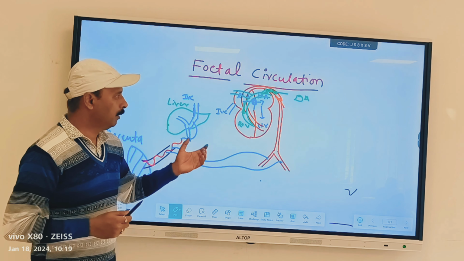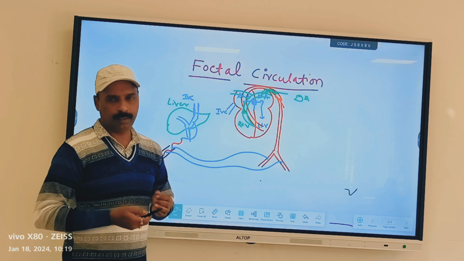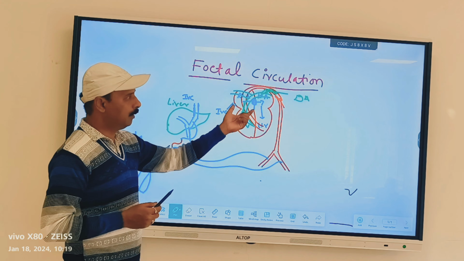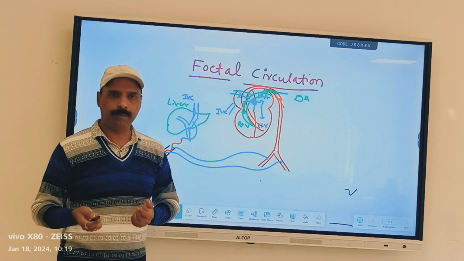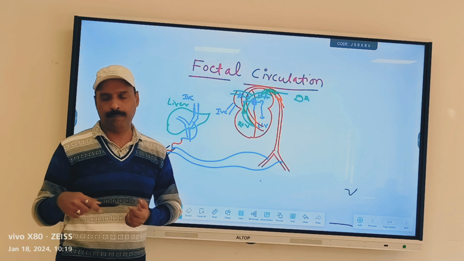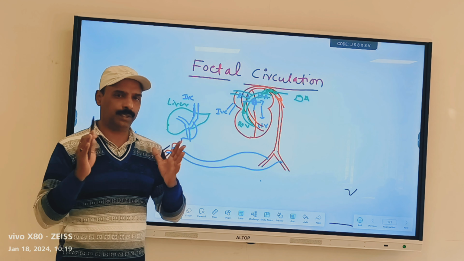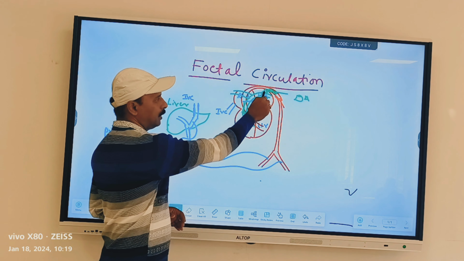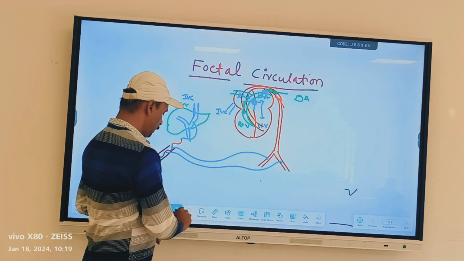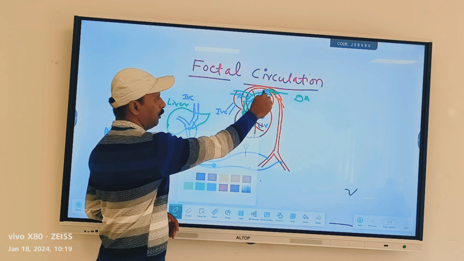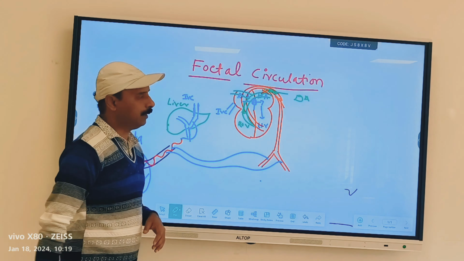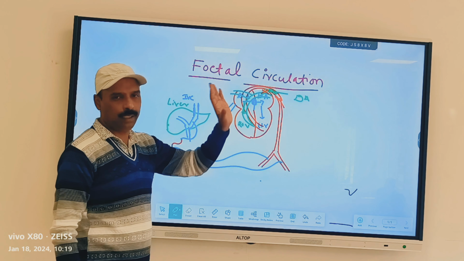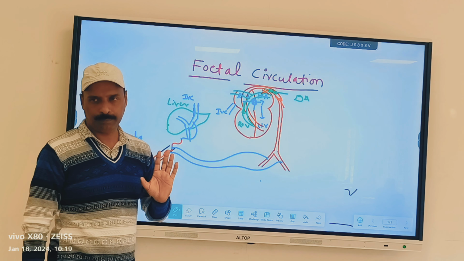Then you have to tell how the general or systemic circulation occurs after birth. Immediately after birth, when the baby breathes for the first time, the lungs begin functioning. At that time the ductus arteriosus closes, and blood from the right ventricle goes directly to the lung for pulmonary circulation.